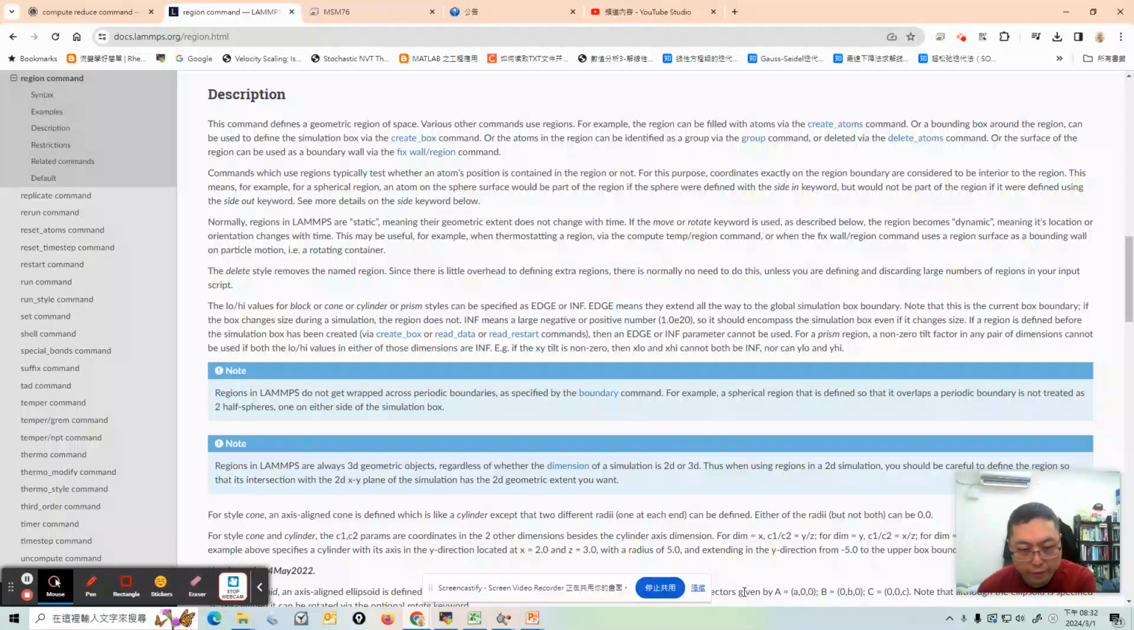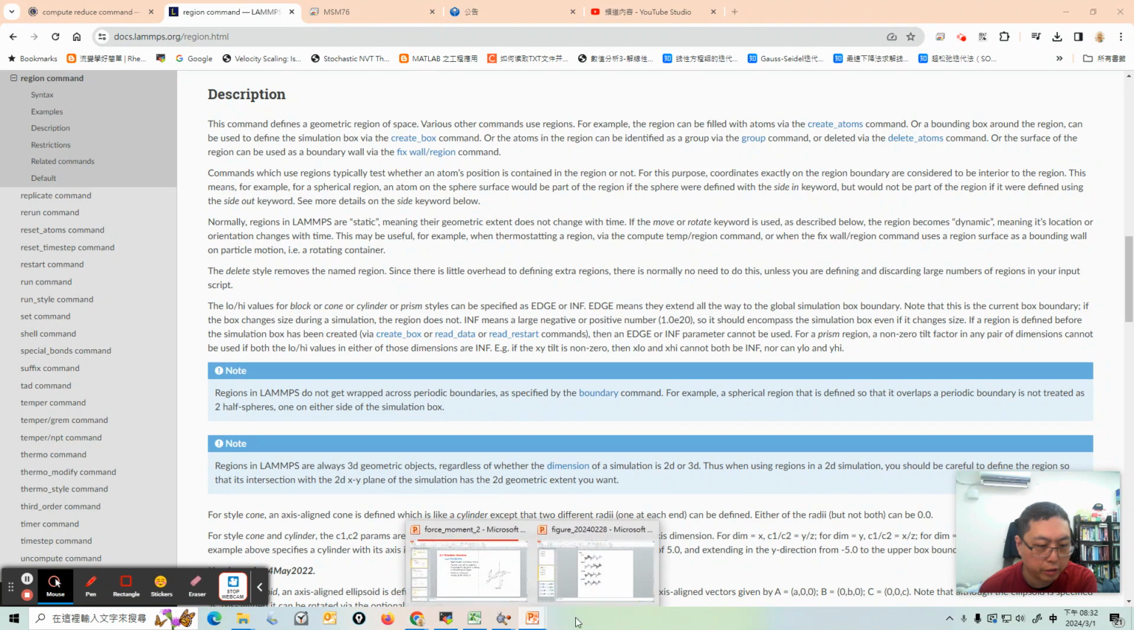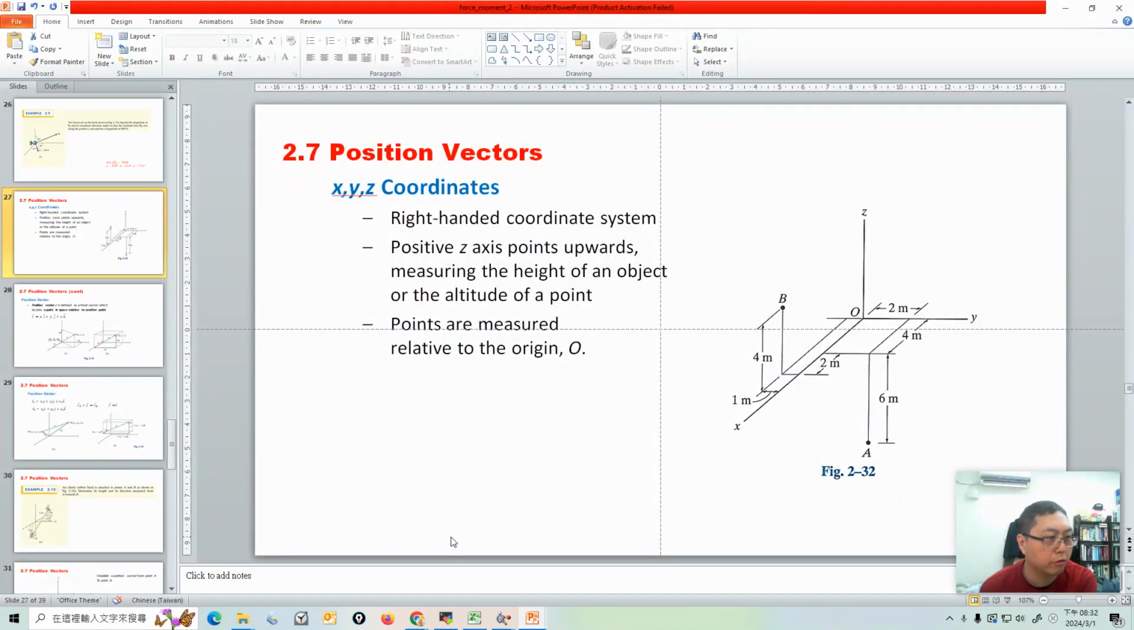Hello everyone, welcome to the Mechanics of Materials. In this video we are going to introduce another topic called position vector. I believe most of you will have learned position vectors before, so it is a very quick review. Previously we introduced the force vector, and here we introduce the position vector.